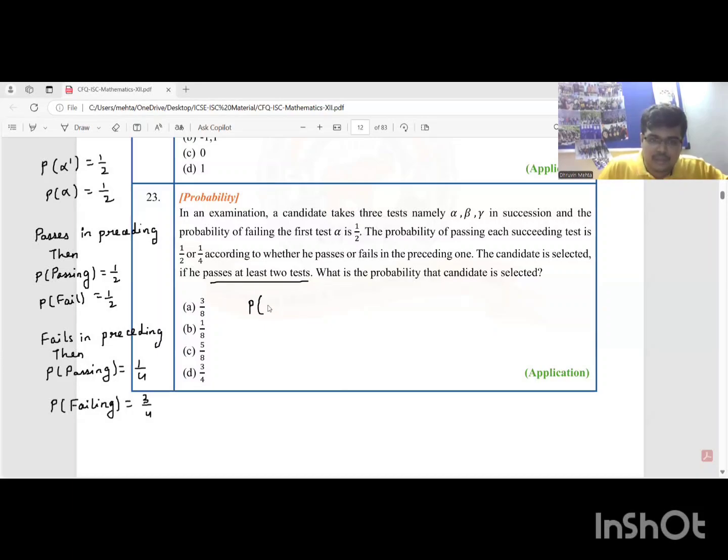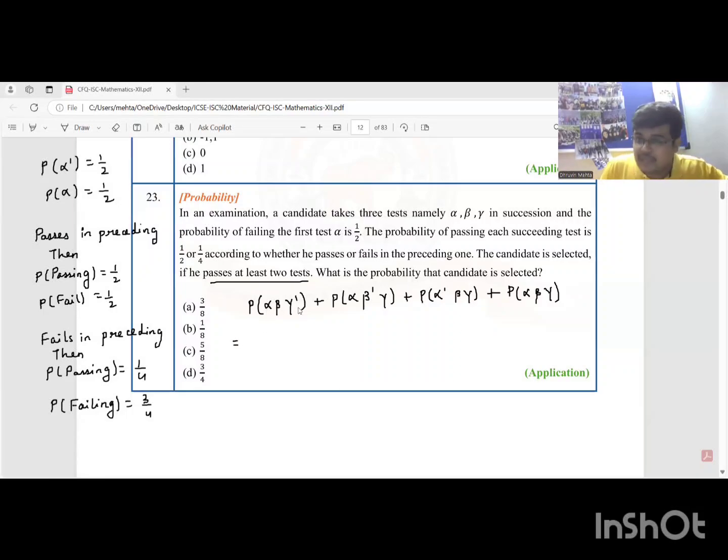So here, students, do you understand? There are different possibilities. First possibility is that he passes the alpha test, he passes the beta test, he fails the gamma test. So he's passing in two, so he's selected. Second possibility, he can fail the beta test. So he's failing the beta test and he's passing the other two. And the next possibility, he fails the alpha test, and then we have beta and gamma where he passes. Third possibility, students, he's passing all three. So it is alpha, beta, gamma. Once we have this information, let us now calculate all these probabilities and add them.